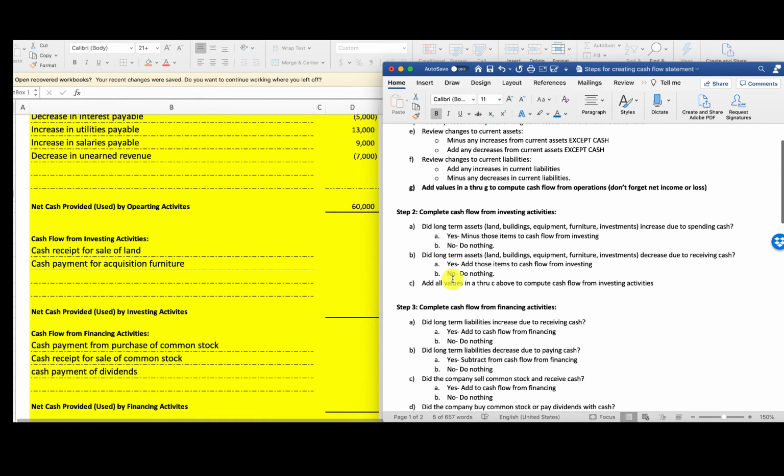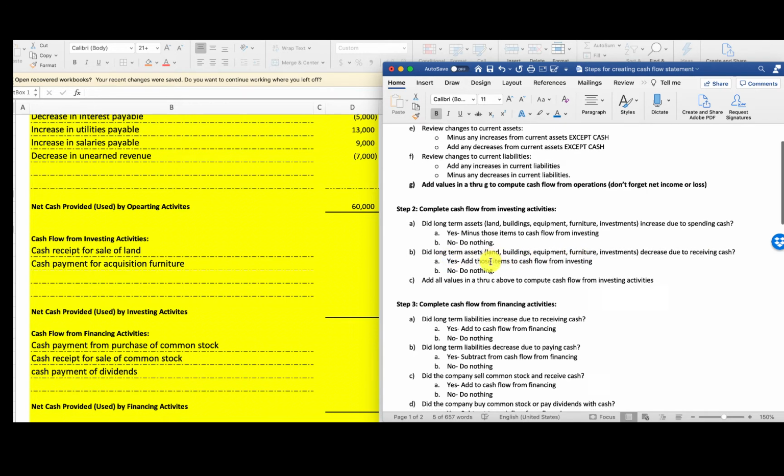So what's the rule for cash flow from investing activities? Well, it says, did long-term assets increase due to spending cash? In other words, did you buy long-term assets with cash? If you did, then you're going to minus. Did long-term assets decrease due to receiving cash? In other words, did you sell long-term assets and get cash? If you did, then you're going to add. And that's it. It's really, really simple.